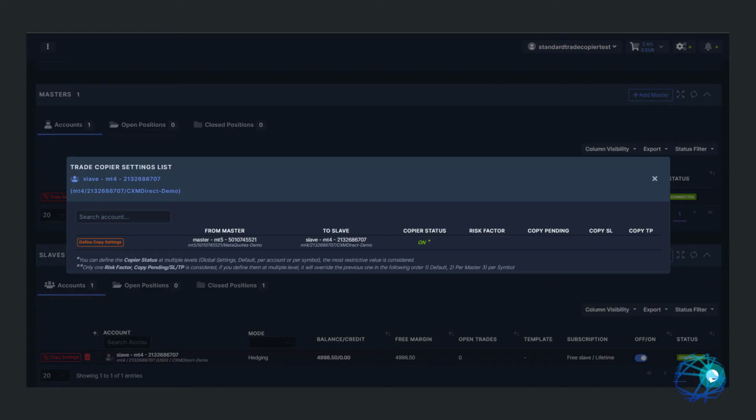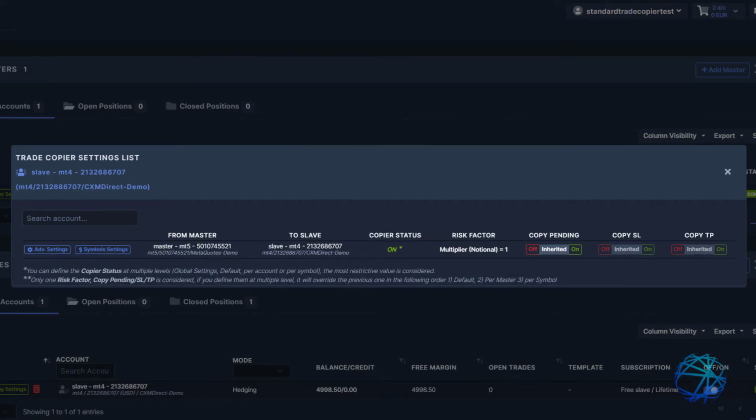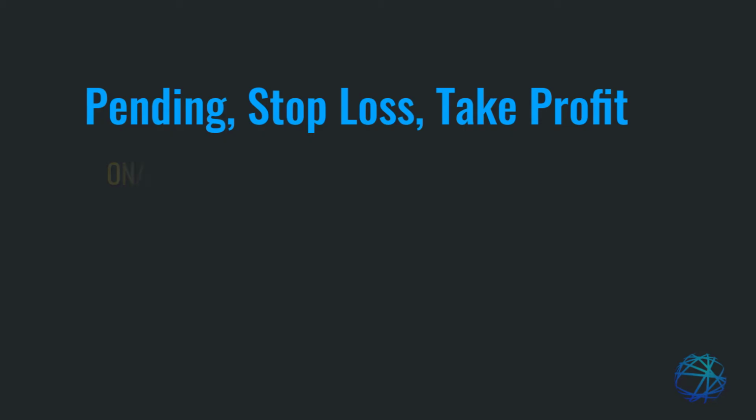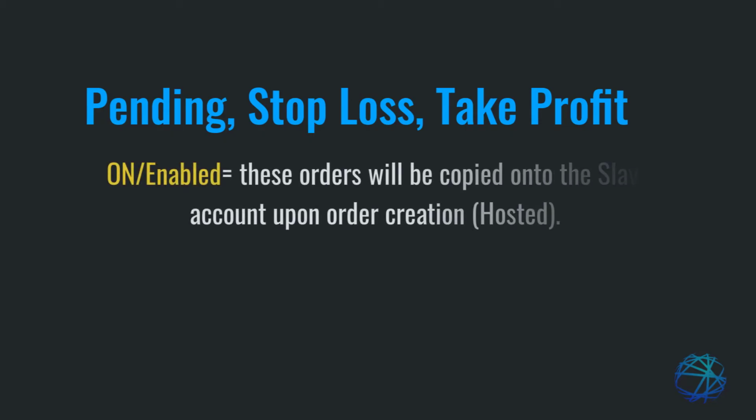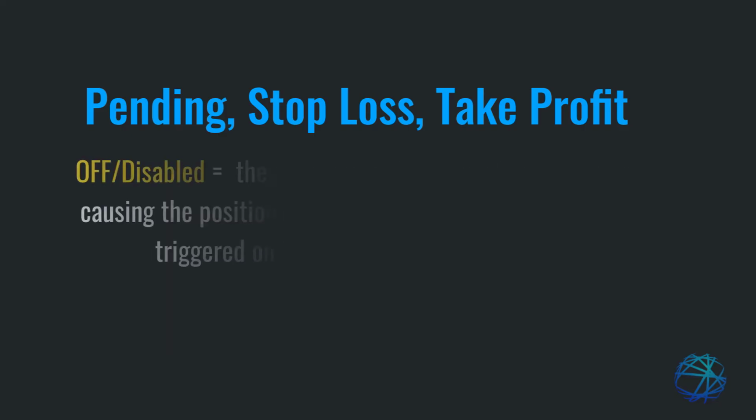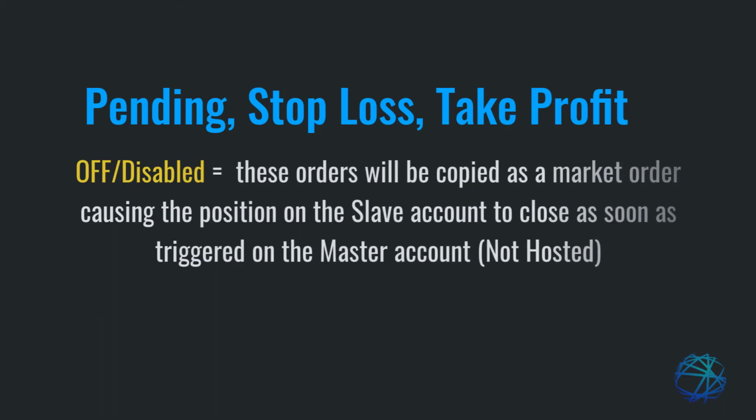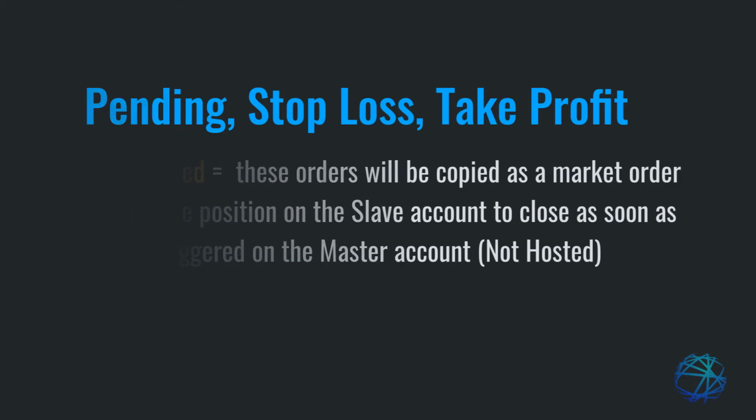After defining the risk factor and value, additional settings will become available such as turning on pending order, stop loss, and take profit. If you turn these on, these orders will be copied onto the slave account upon order creation. However, even if they are disabled or off, these orders will be copied as a market order. This means that positions will still close on the slave account as soon as triggered on the master account.